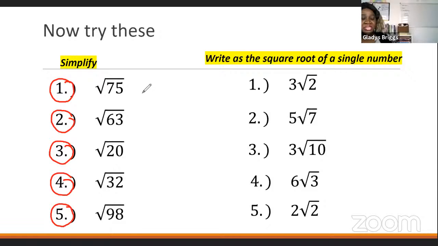So the square root of 75. If we use 25 times 3, then that would be equal to 5 root 3. Okay, so well done to you, Hamad.